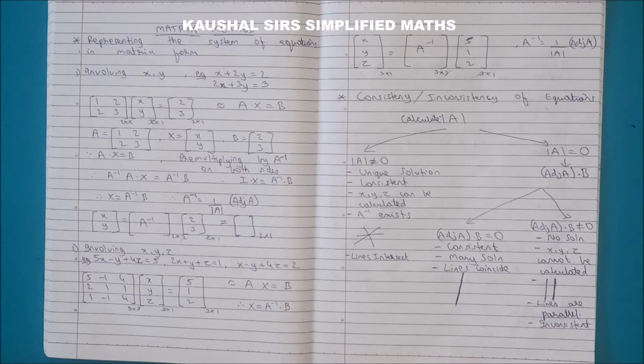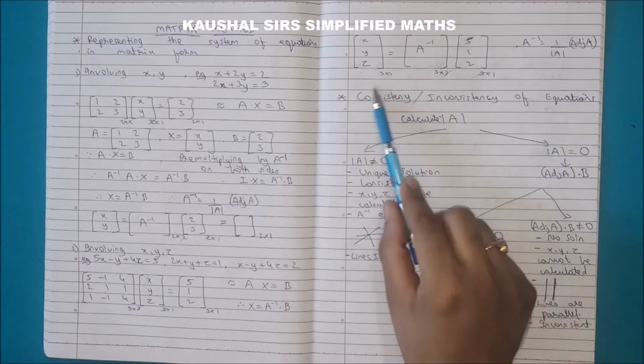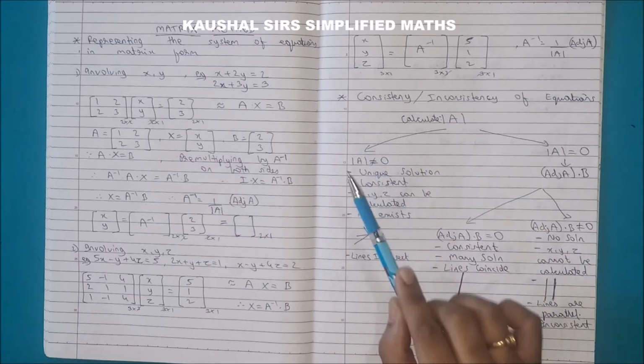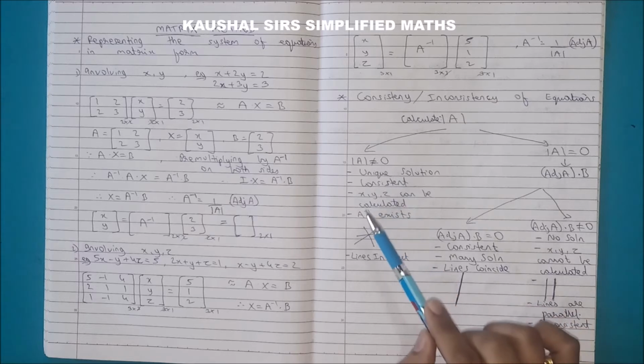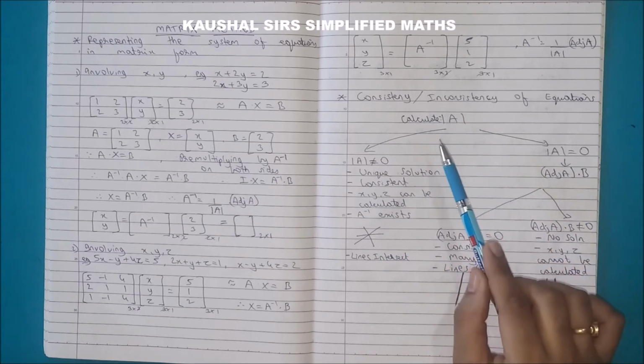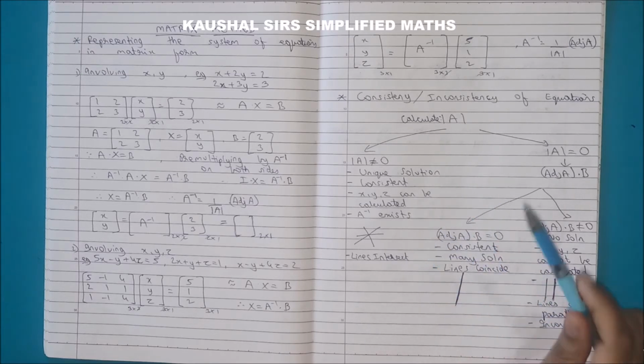Okay students, now let us understand what is consistency and inconsistency of equations. In simple language, consistent equation means those equations which are solvable, meaning we can find the values of their variables. Whereas inconsistent equations are those equations which are not solvable. In other words, we cannot find the values of the variables.